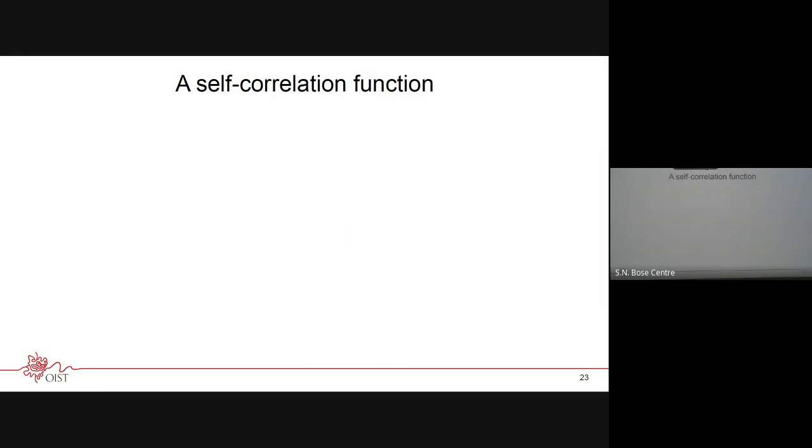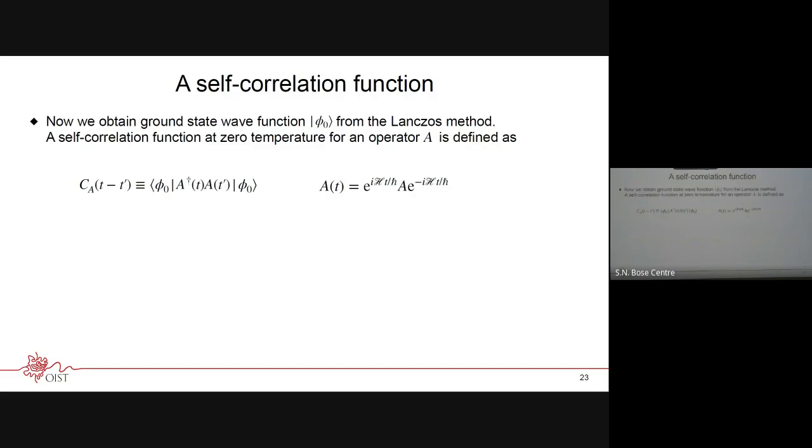So let me explain the details of how to compute the spin dynamics by using the Lanczos-like method. First, we should think about the self-correlation function to get the spin dynamics. Now we are thinking about the situation where we already got the ground state wave function phi 0 from the previous Lanczos method. And then we can think about the time evolution of that ground state wave function. And we can get this self-correlation function by using this equation.